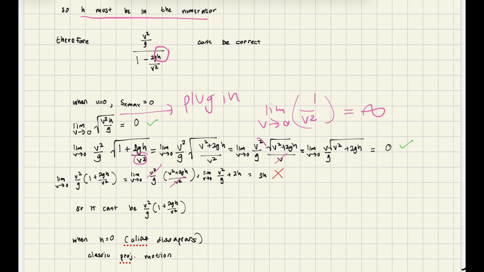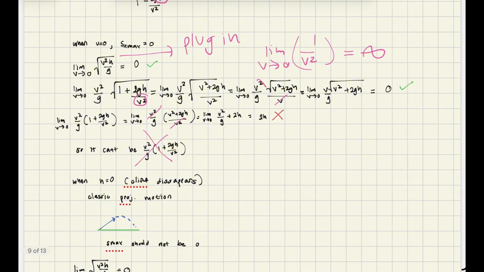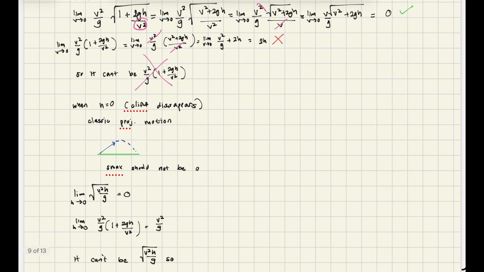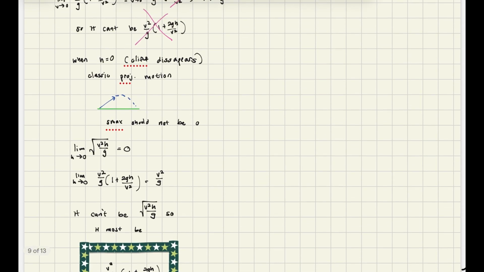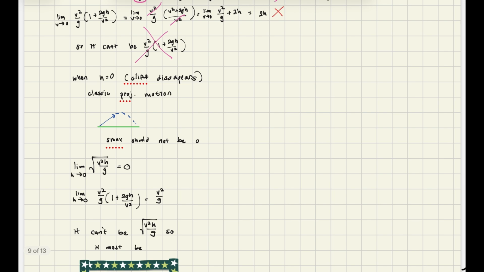So we know that v squared over g times 1 plus 2gh over v squared must be wrong. Okay, so now let's look at the last thing. We only have 2, so we need to cancel one out. So when h is equal to 0, all that happens is the cliff disappears. And you might intuitively think that if the cliff disappears, you won't have time, right?